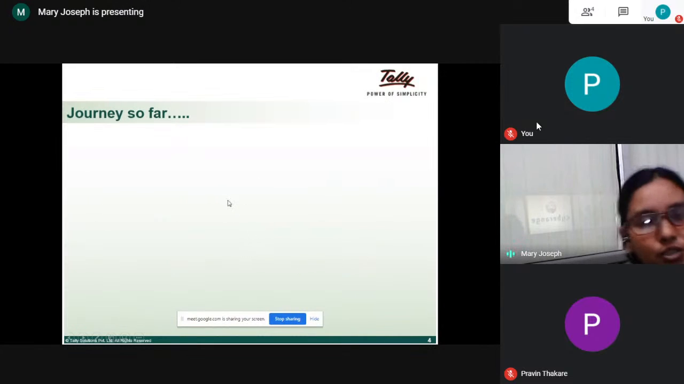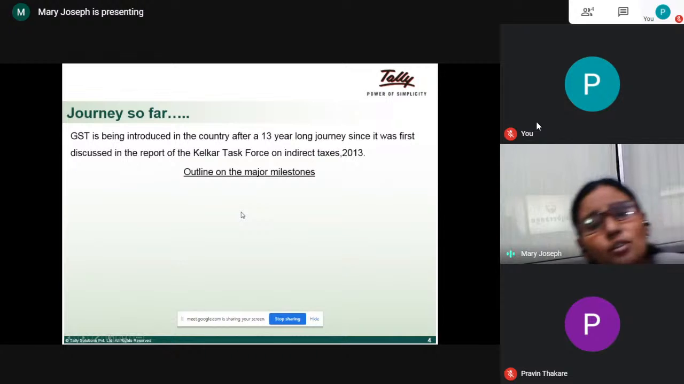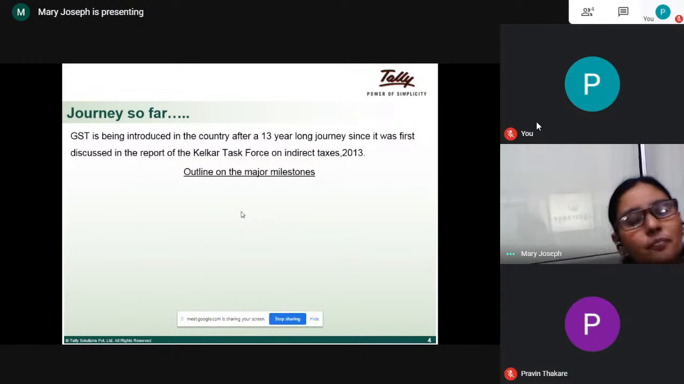Journey so far. Let me start from the journey of GST. GST has been introduced in the country after a 13 years long journey, since it was first discussed in the report of the Kelkar Task Force on indirect taxes in the year 2003. The journey starts from here. Outline of the major milestones.